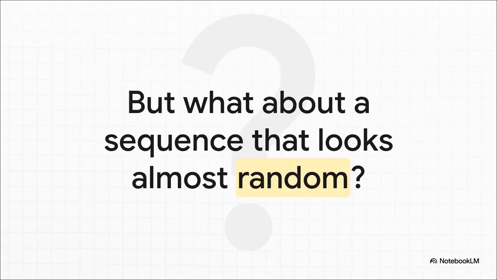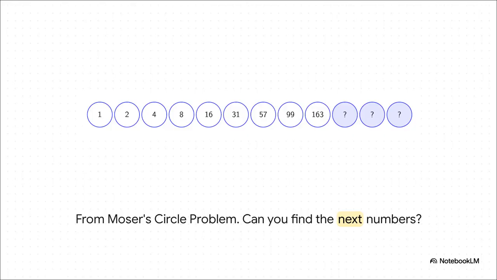But what happens when the pattern isn't so obvious? What if you're staring at a sequence that looks like it has no logic at all? Where would you even begin to find the next number? Take a look at this.